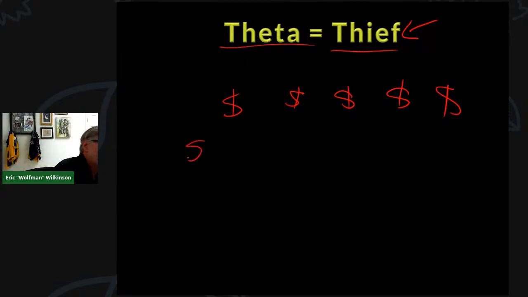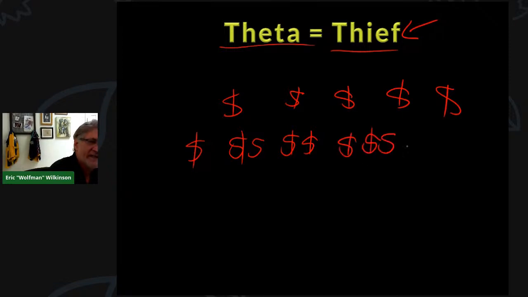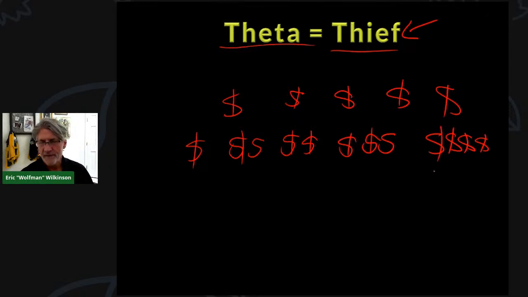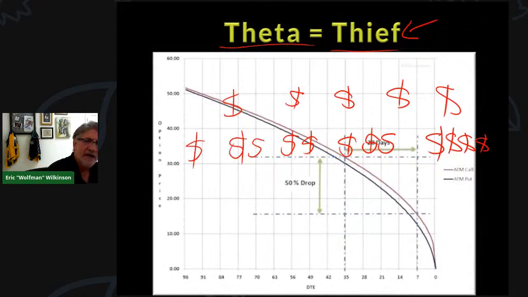What happens is, when we first put on this trade, it might be $1. The next day, it might be $1.50. Next day, then it's $2. So it starts ramping up the closer and closer we get to expiration, all right? So it starts increasing. And we can see that on a chart, kind of like this one.